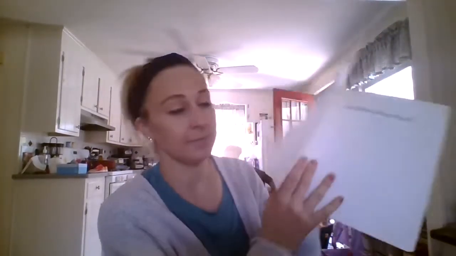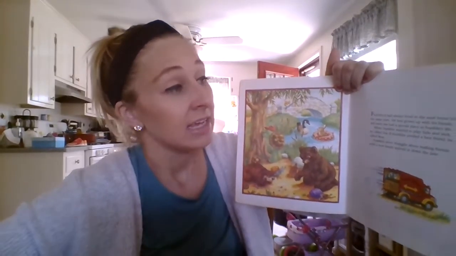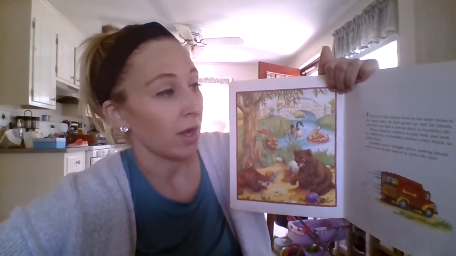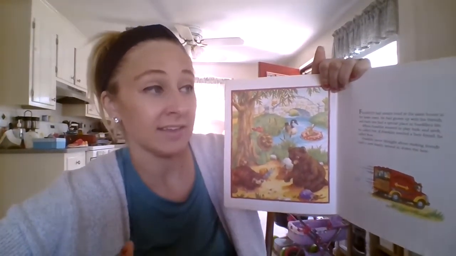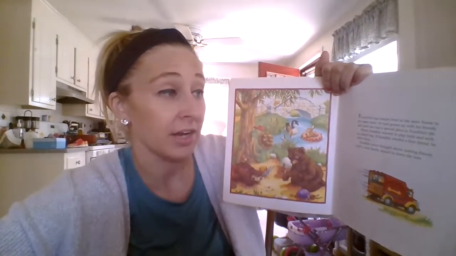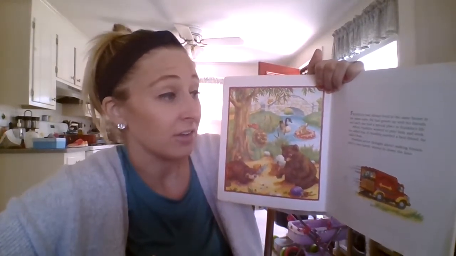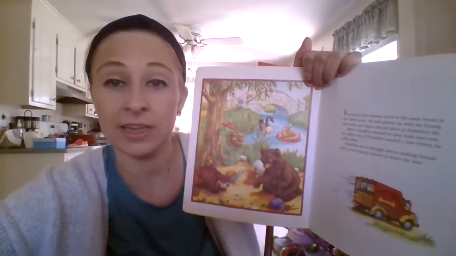Franklin's New Friend. Make sure we can see. All right. Franklin had always lived in the same house in the same town. He had grown up with his friends, and each one had a special place in Franklin's life. When Franklin wanted to play hide and seek, he called Fox. If he needed a best friend, he called Bear. Franklin never thought about making friends until a new family moved down the lane.